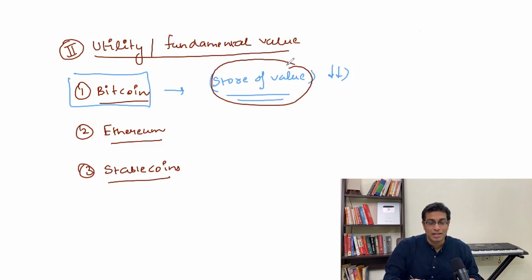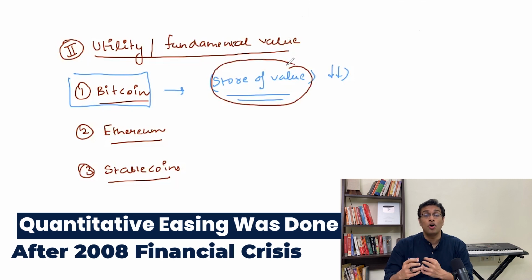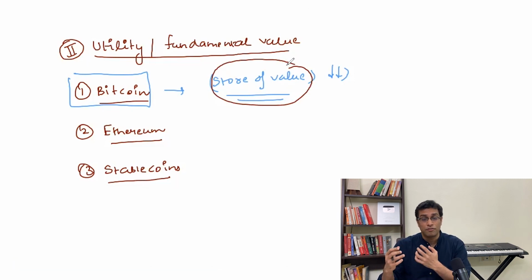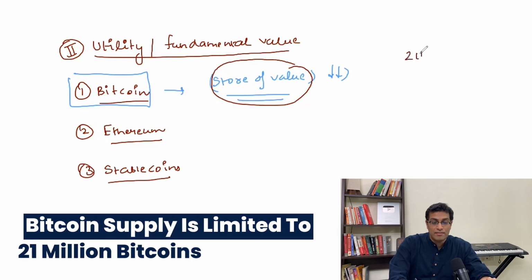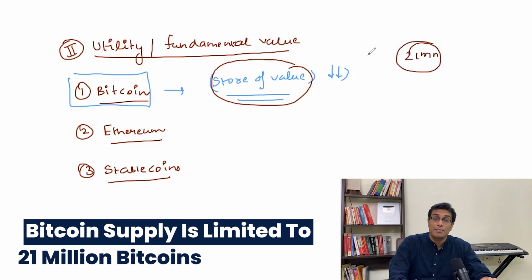Why the year 2008? Because 2008 was the year when quantitative easing took place. A lot of money was circulated or flushed down into the economy, which depleted the real value of the cash that we were holding. Then enters Bitcoin. Bitcoin's primary value add is that it has a 21 million supply, and this supply is fixed.